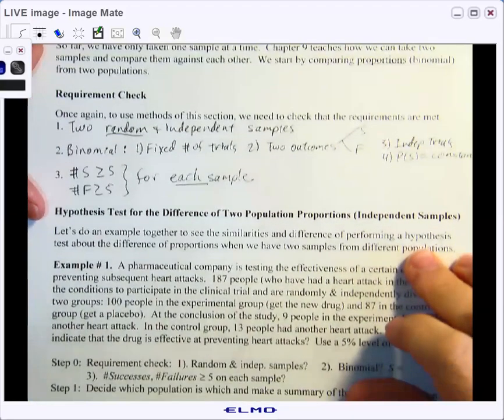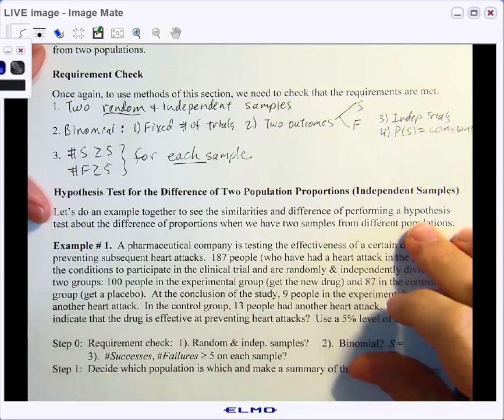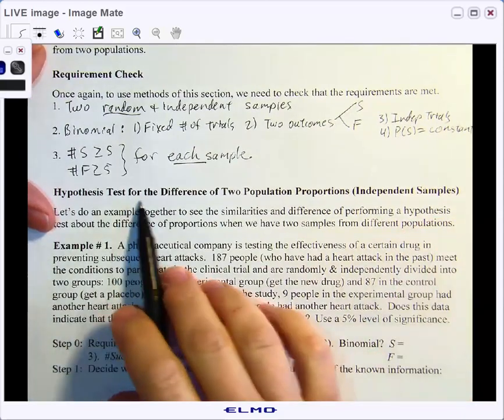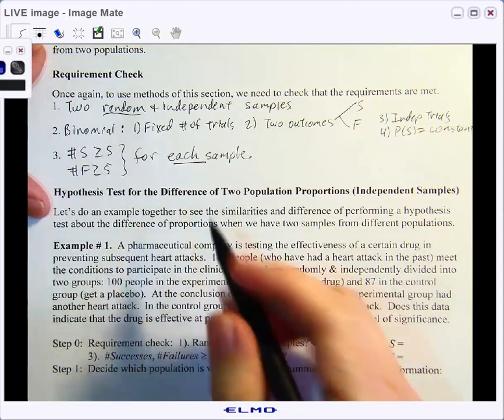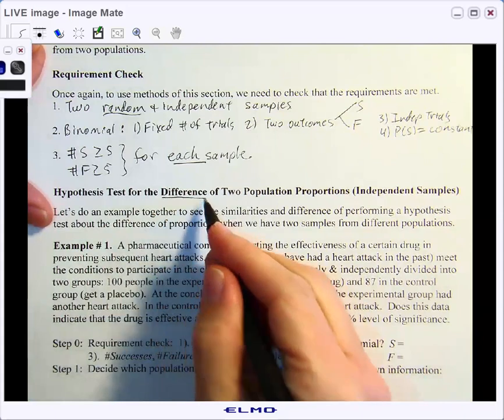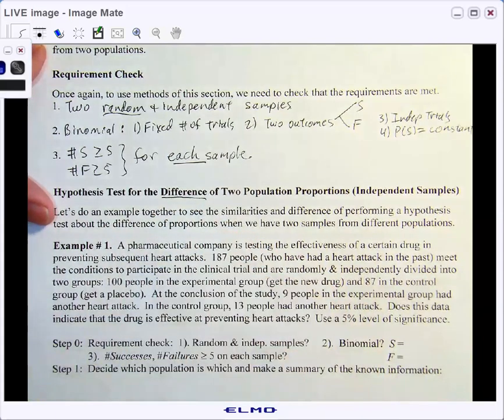All right. So let's take a look at a problem where we take a look at a hypothesis test for the difference of two population proportions. And again, we're going to do one hypothesis test, but it's going to see if they are different or not.